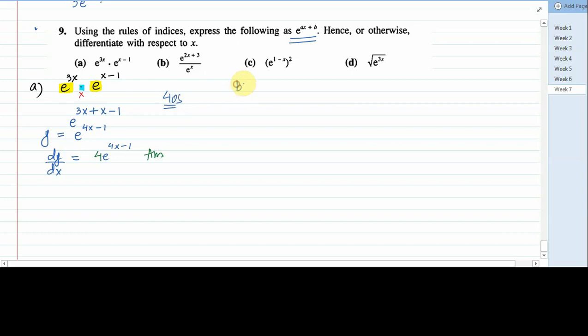Alright, for part B, it says y is equal to e to the power 2x plus 3 divided by e to the power x. Alright, I am labeling it with respect to y, but that is not mandatory. You can start differentiation as it is, but I think that it will be more simplification. That is why I am using y here, but it is not mandatory that you use it in the question as well.